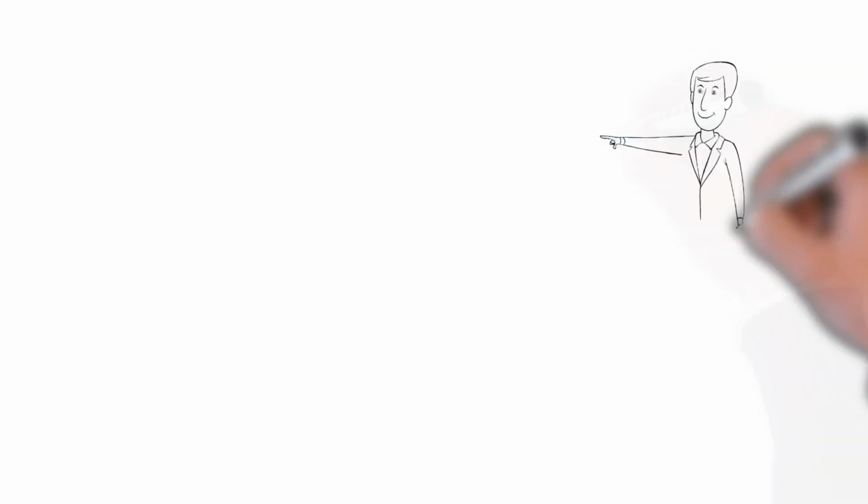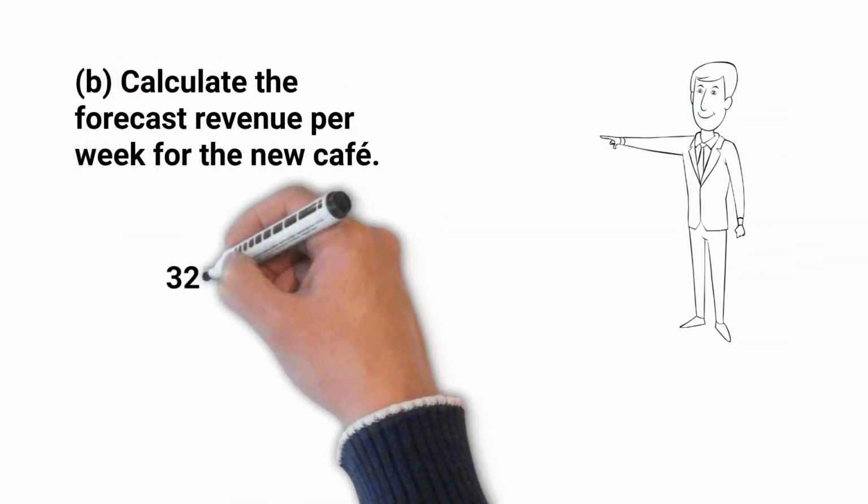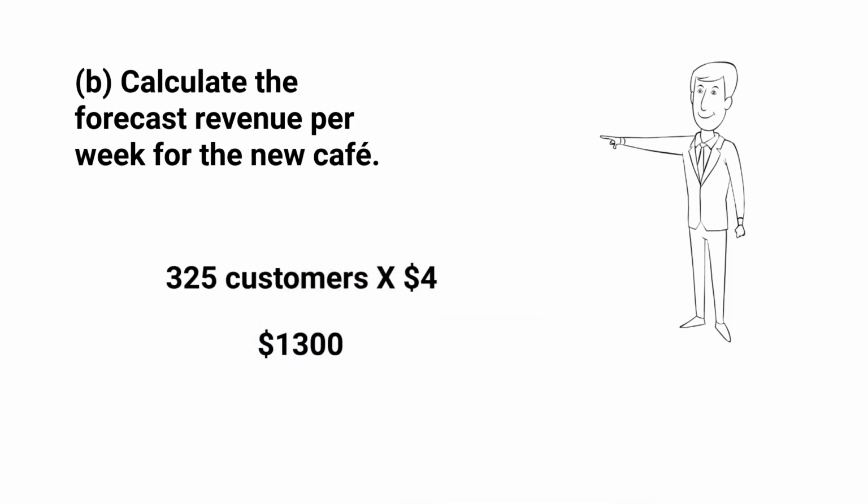Next question. Calculate the forecast revenue per week for the new cafe. Okay, from the table we see we have 325 customers per week. Each customer, on average, will spend $4. So the weekly revenue is 325 multiplied by 4. This is $1,300.